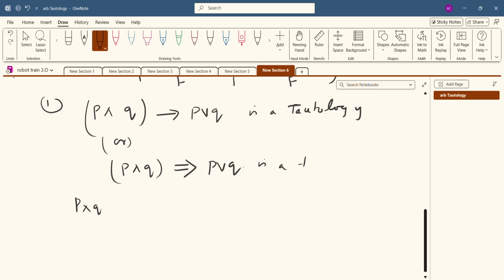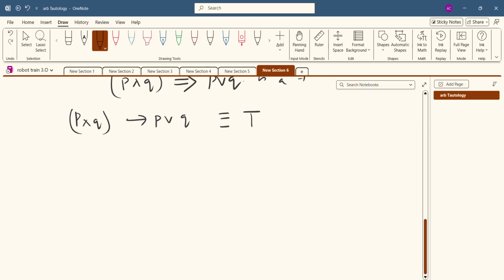Finally you are going to prove that P conjunction Q conditional P disjunction Q is logically equivalent to true. Tautology means the final answer must be true. First I am going to use the left hand side: P conjunction Q conditional P union Q. Already we know that P conditional Q is logically equivalent to negation P union Q.